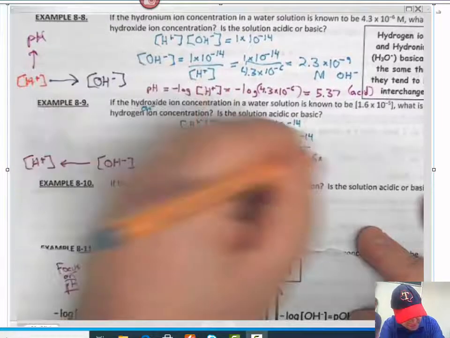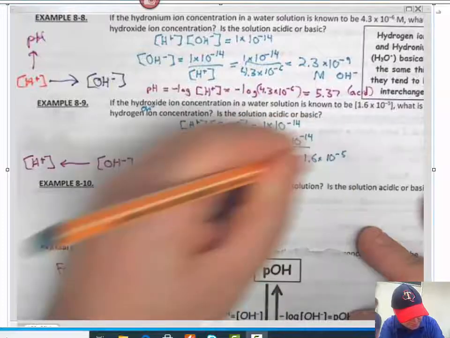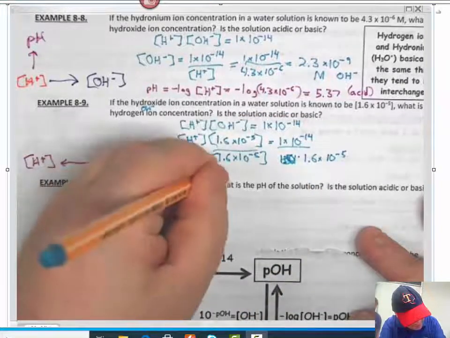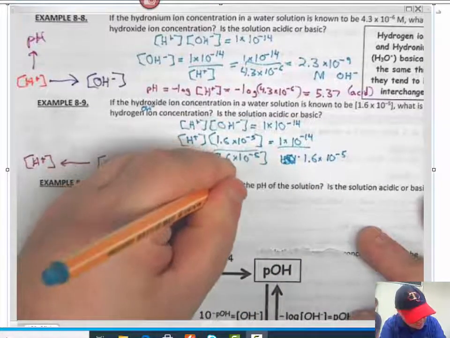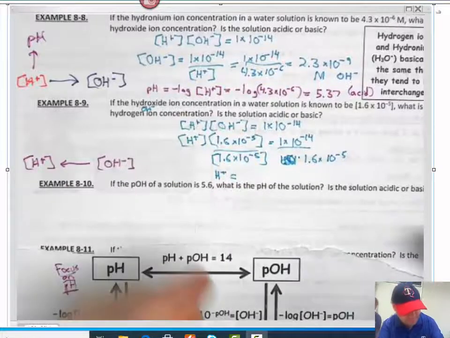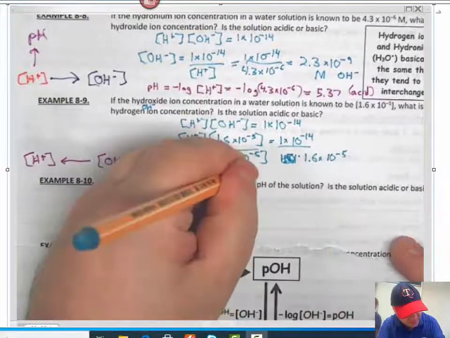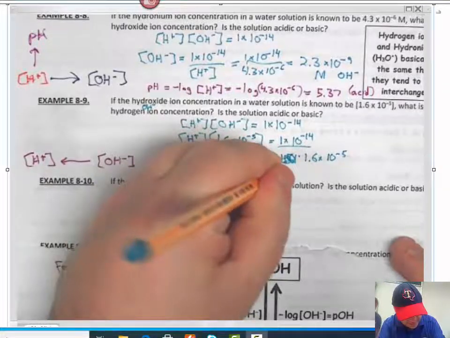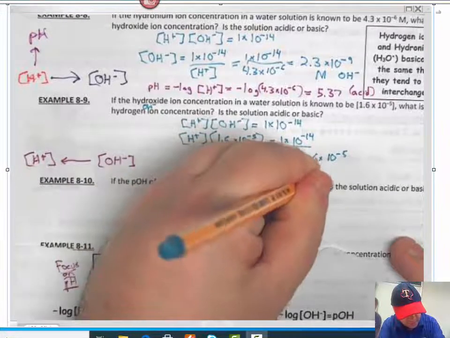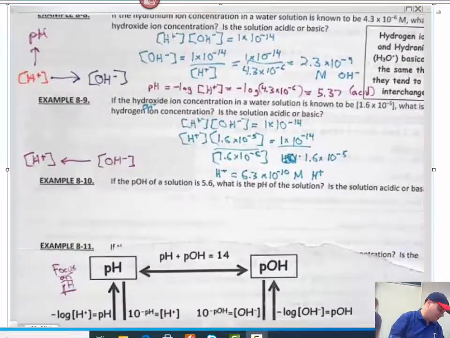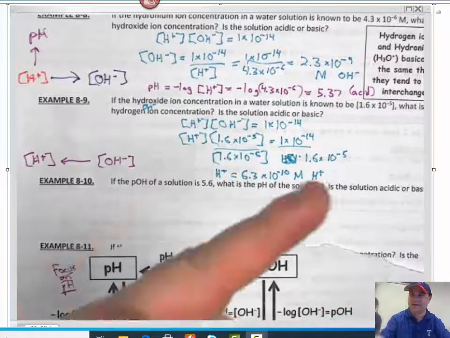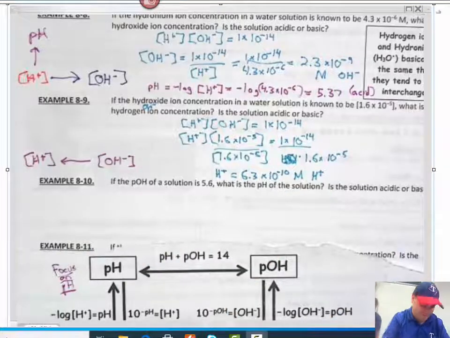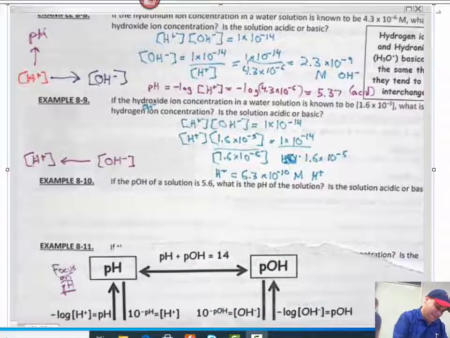1.6 times 10 to the negative fifth. And we get an H plus concentration of, 2 sig figs here, 6.3 times 10 to the negative 10th molar H plus. Because that's how you're going to see me label that, right? Of course, because that's what we do.